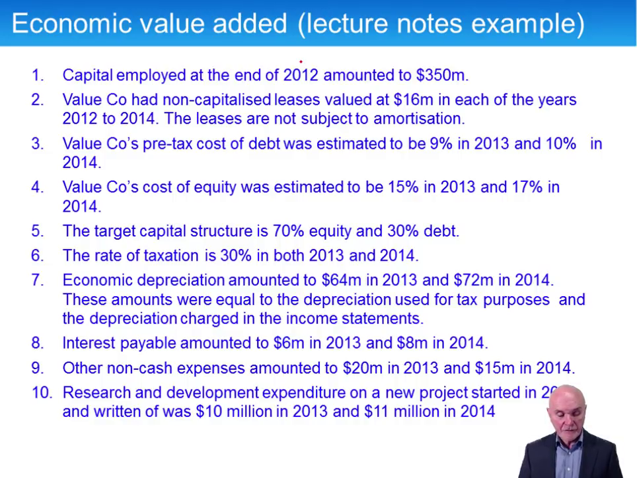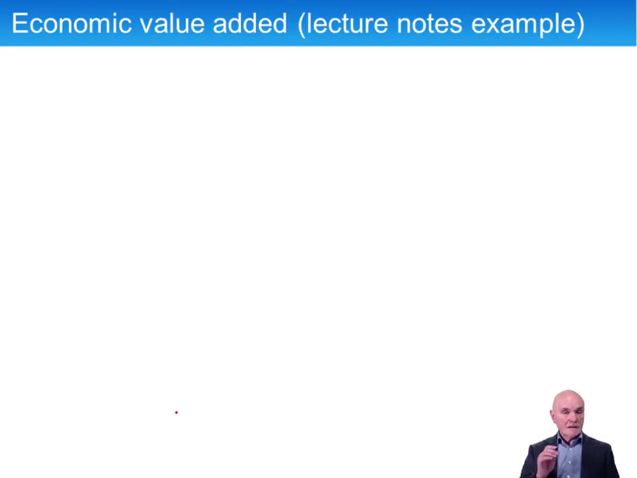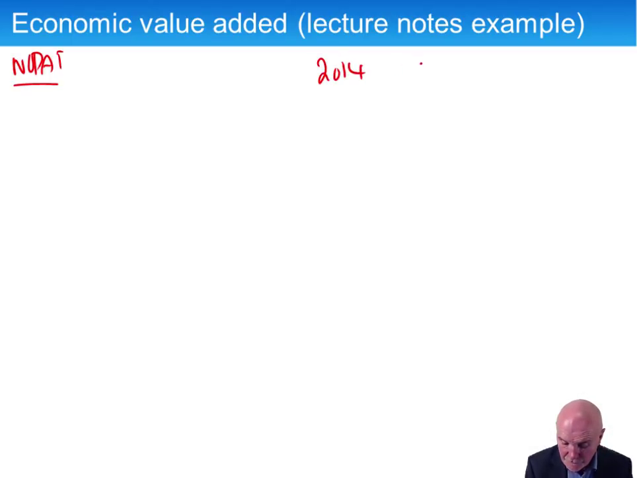Interest payable is there. We're going to have to think about making an adjustment for that to get to our NOPAT. Other non-cash expenses were 20 million and 15 million. Research and development expenditure on a new project started in 2013 and written off was 10 million in 2013 and 11 million in 2014. So quite a lot of notes, quite a lot of things to go through really carefully when we're doing this. Okay, so let's start here, and we'll start getting towards the NOPAT. We're doing it for 2014 and we're doing it for 2013.